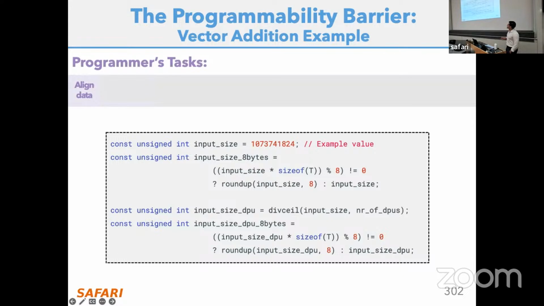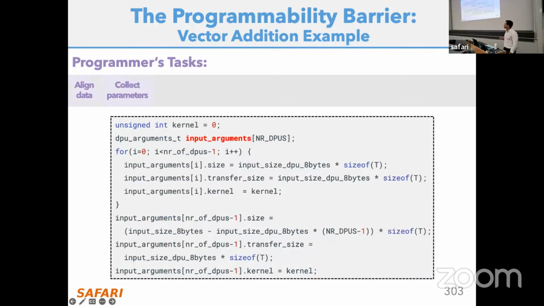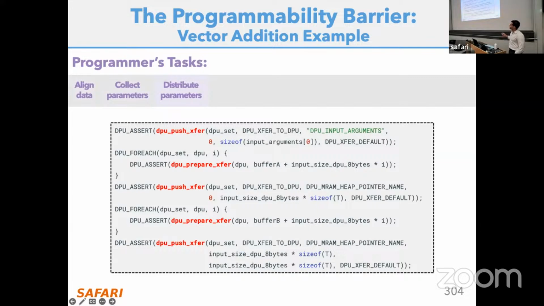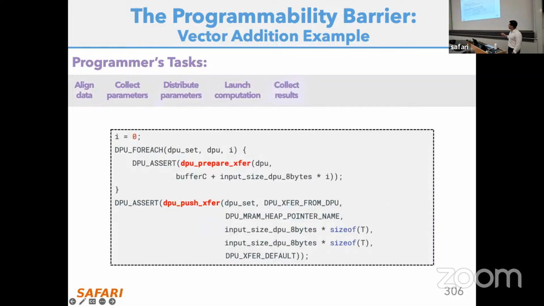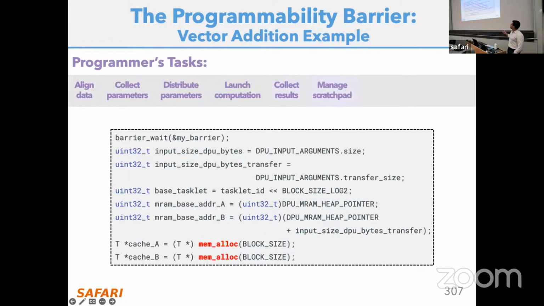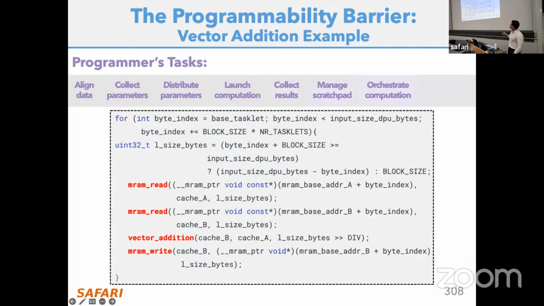So in practice, you as a programmer are going to have to do several steps to implement something. You need to align data, because the data needs to be 8-byte aligned to fit inside a single DPU at a time. You're going to have to collect input parameters and transfer those input parameters to the different DPUs using parallel or serial data transfers. You're going to have to launch the computation, collect results from the DPUs, manage the scratchpad, so manage the data between the MRAM and the WRAM, and finally you're going to have to orchestrate the computation and the communication.